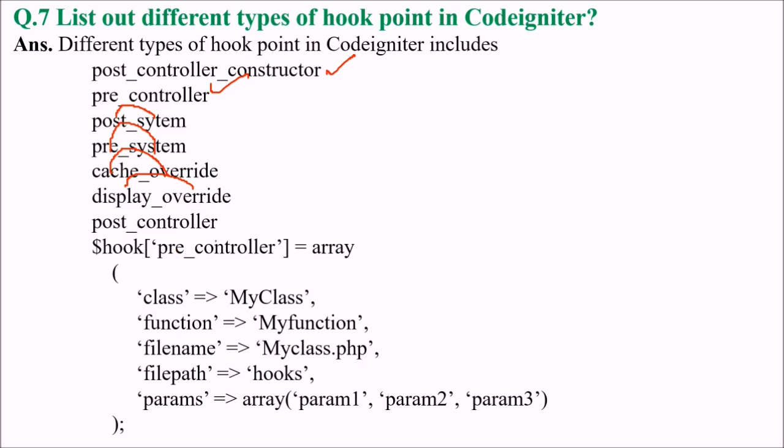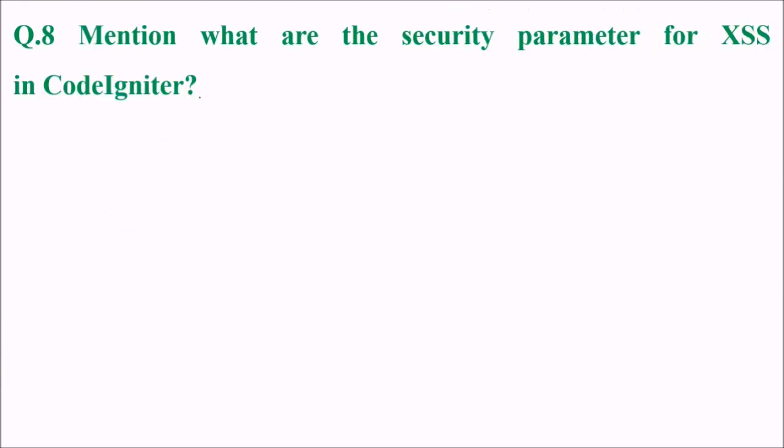For example, if you take the pre-controller, then you hook this point by saying hook pre-controller, and then you can have an array which says what the class will be, what the function will be, the file name, the file path, and the parameters.